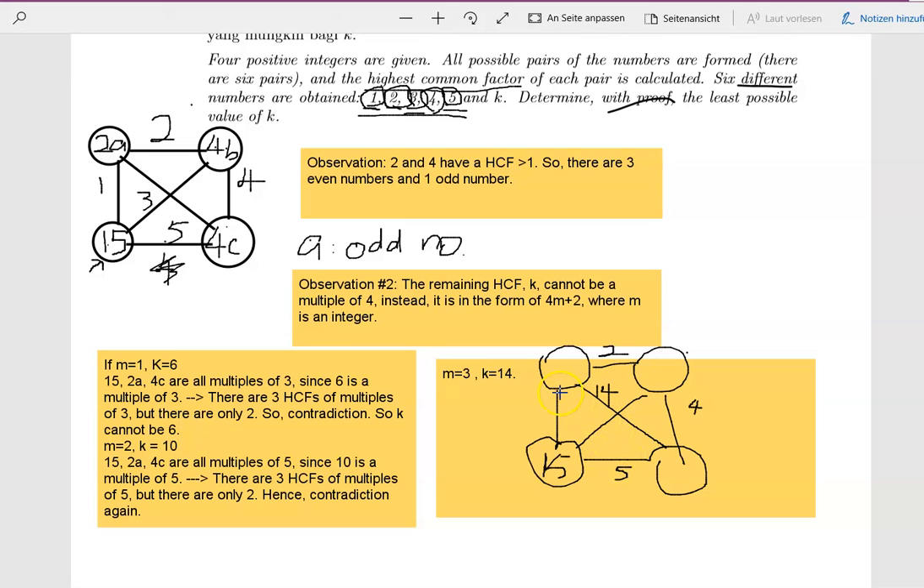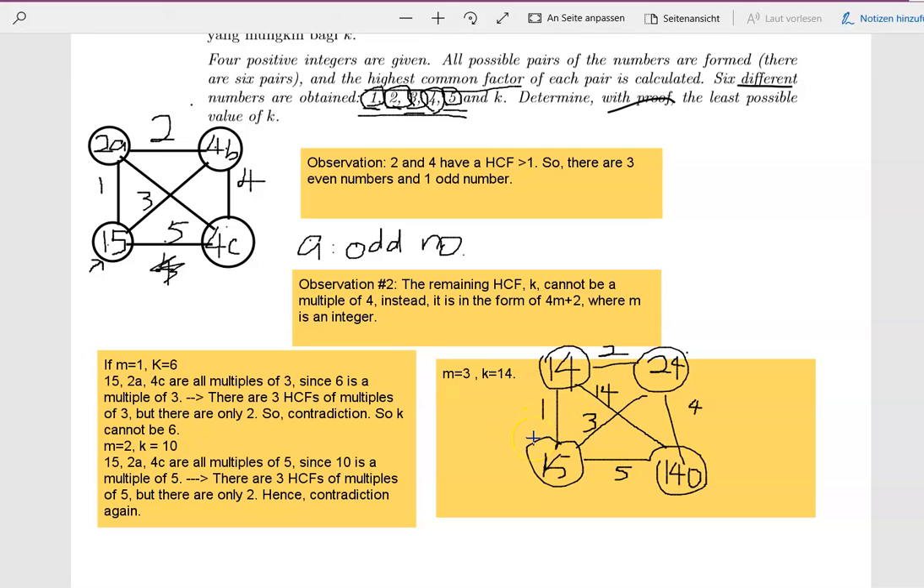Wait, what do we have here? 1 and then what's that, 3? Okay, so this is a 3. So we have 24 and 140, and then maybe 14. Okay, so we look pairwise.